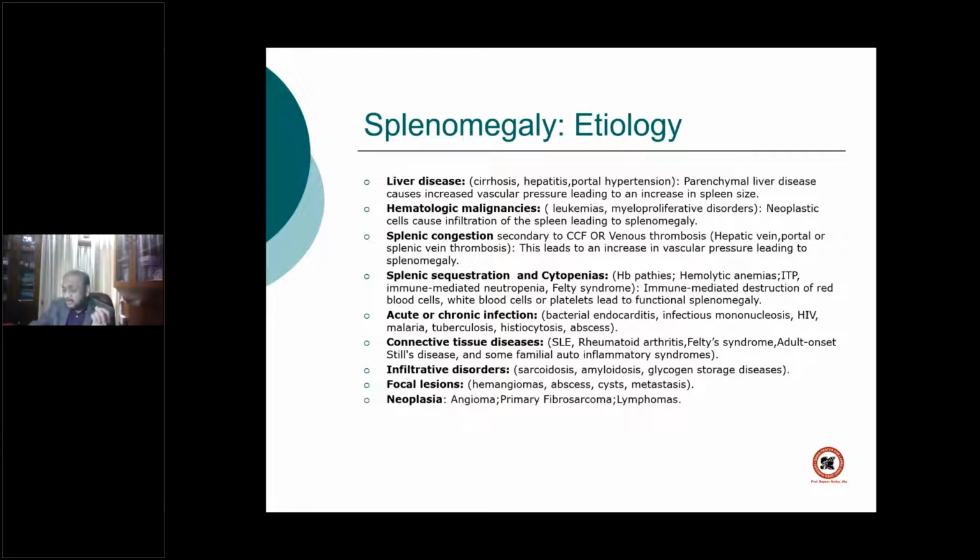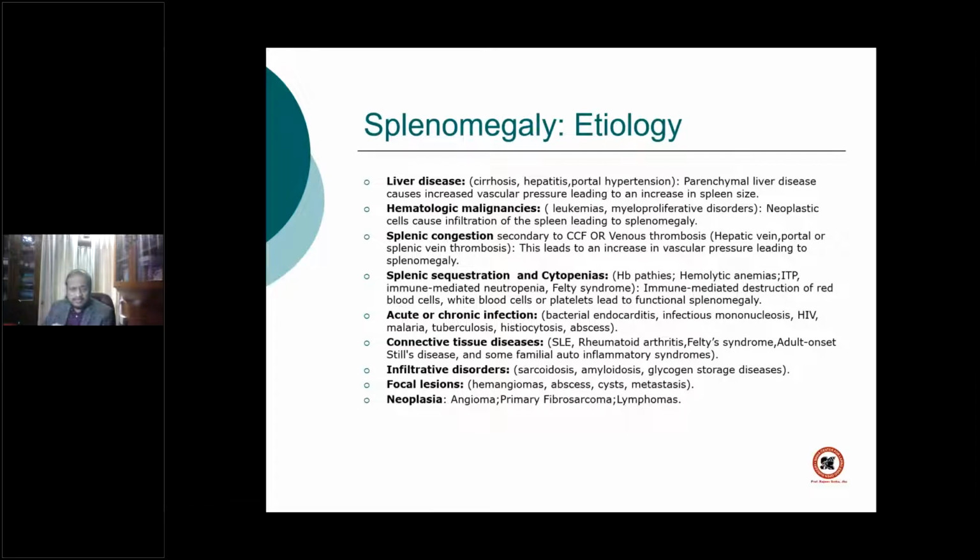Infiltrative disease is another cause, and that is an important cause. Why? Because this is a cause for gross splenomegaly. We'll define what gross splenomegaly means in the next slide. So you have sarcoidosis, you could have amyloidosis, glycogen storage diseases, and so on and so forth. Then you have focal lesions in the spleen itself, which are primary splenic lesions. For example, you can have a hemangioma in the spleen, you can have an abscess, a cyst, or you can have a metastasis in the spleen.